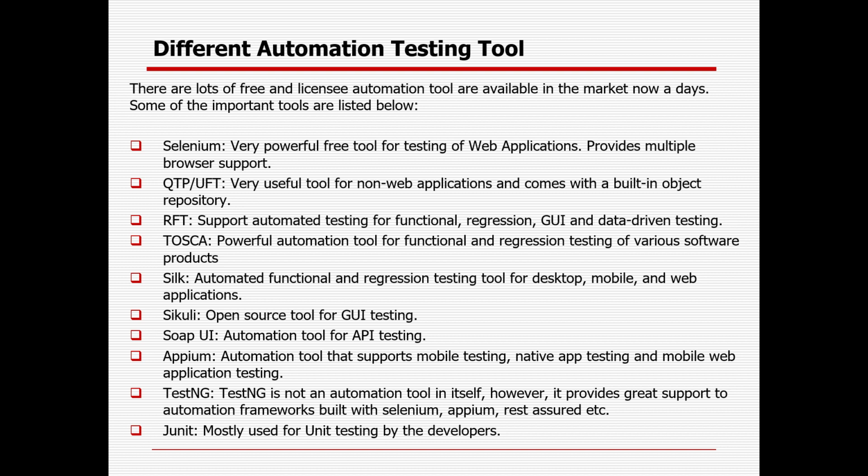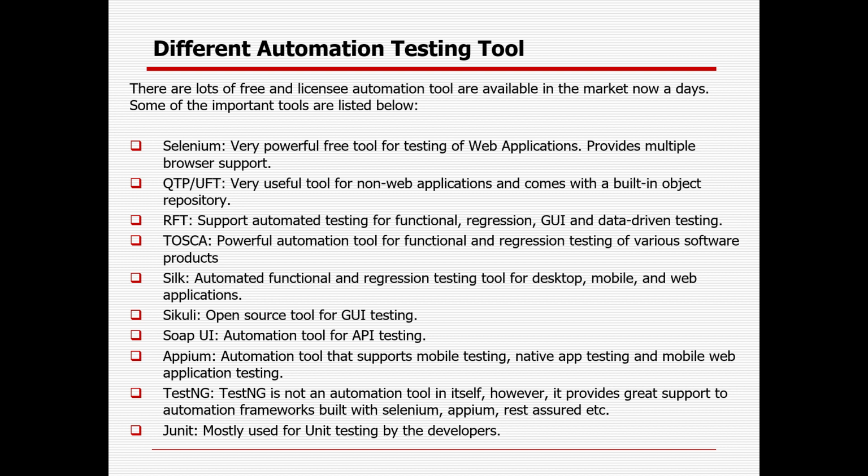RFT or Rational Functional Tester also supports automation testing for functional regression, GUI, and data driven testing, which is also a license tool. Tosca is also a powerful license tool for functional regression testing of various software products. Silk is also a license tool for regression, mobile, desktop and web application testing. Sequelly is an open source tool for GUI testing. SoapUI and Postman are free tools for API testing. Appium is also a free tool for mobile testing, native web testing, app testing or mobile web application testing.